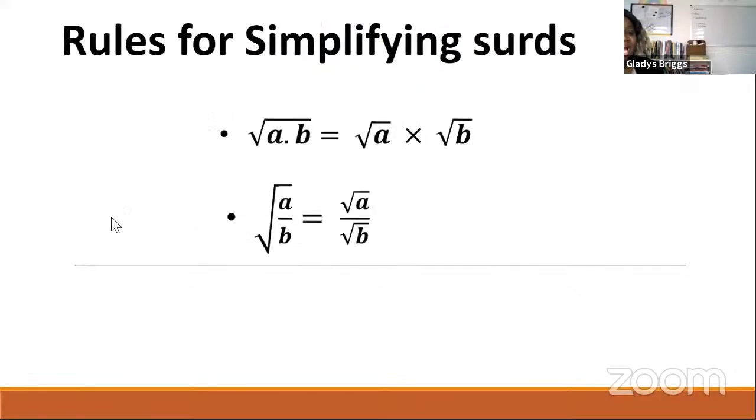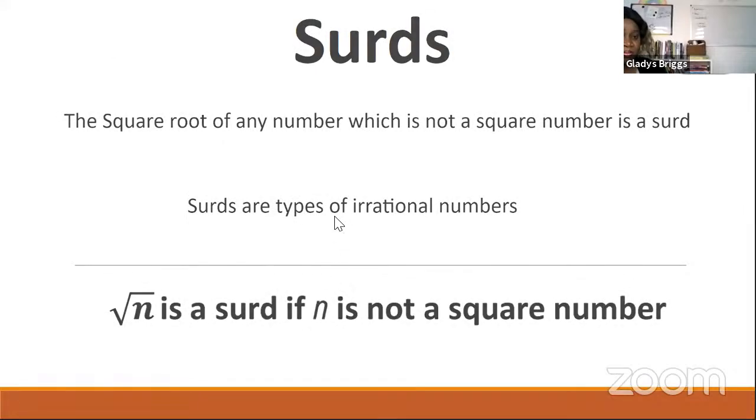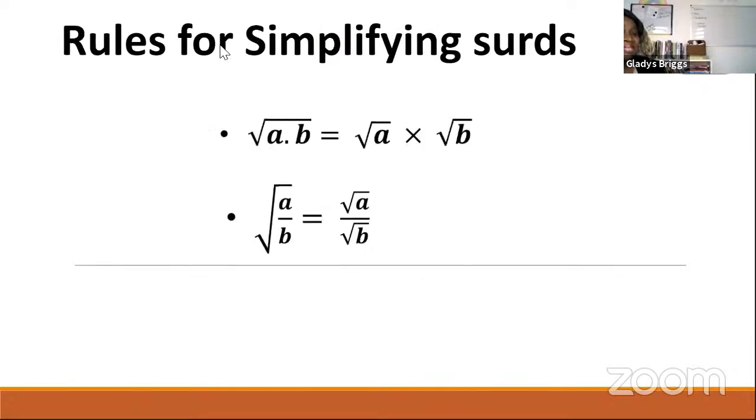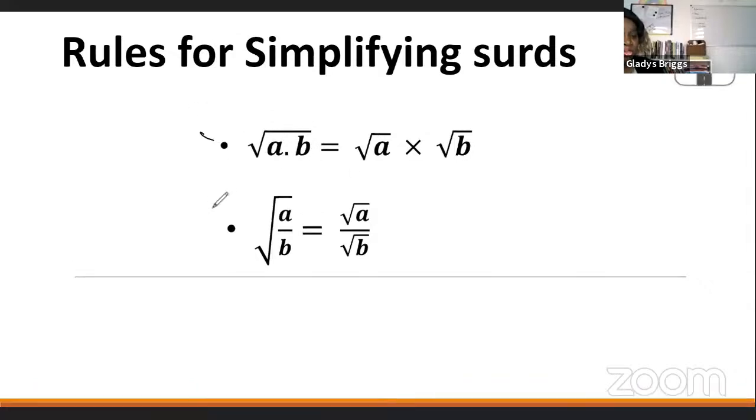Now, you need to know how to simplify surds. It's on this page. Now, there are 2 rules. You have the multiplication rule and the division rule. So you need to write those 2 rules down for me in your books. The first one is the multiplication rule, and the second one is the division rule.